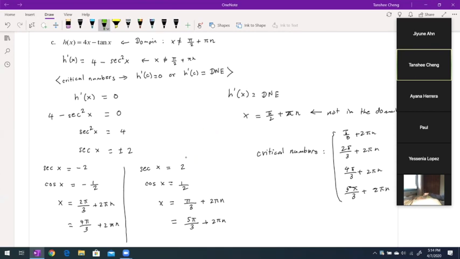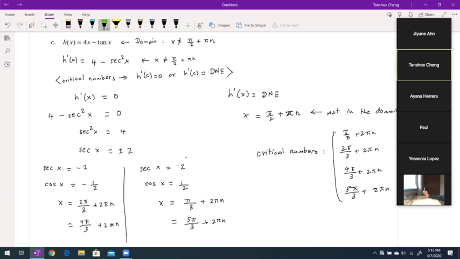Now another thing I need to think about is when h prime of x is not defined. I already pointed out earlier, after I took the derivative of the original h function, that I found the domain of the derivative function. The derivative does not exist at pi over 2 plus pi n. So those are my possible critical numbers.